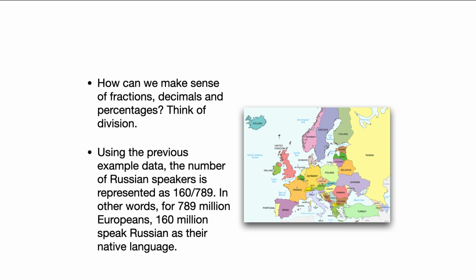How can we make sense of fractions, decimals, and percentages? Think of division. Using the previous example data, the number of Russian speakers is represented as 160/789. In other words, for 789 million Europeans, 160 million speak Russian as their native language.